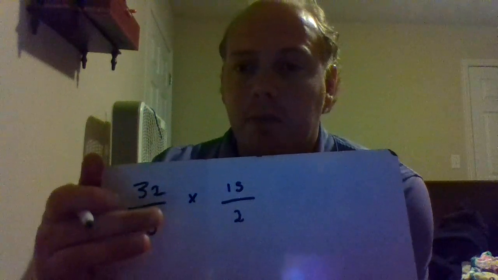So I'm going to make up a problem, not mixed numbers, that's going to show you the importance of cross canceling. So we have 32 over 3 times 15 over 2. So we have 32 over 3 times 15 over 2.